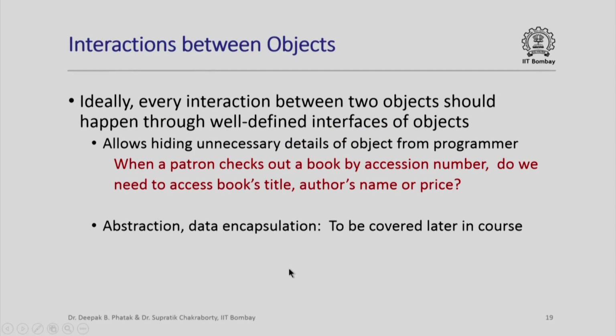Ideally, we should allow objects to interact only through very well defined interfaces, and this allows hiding unnecessary details of an object from the programmer. For example, when a patron is trying to check out a book by specifying its accession number, do we really need to access the title of the book or the name of the author or its price? If we do not, then the programmer should not try to access these details of the book object when he or she is trying to implement the checkout functionality for a patron. This is achieved through what we call abstraction or data encapsulation, which will be covered in much more detail later in the course.